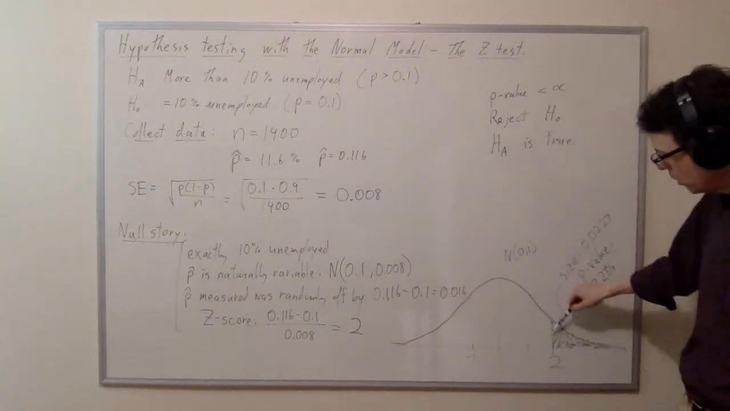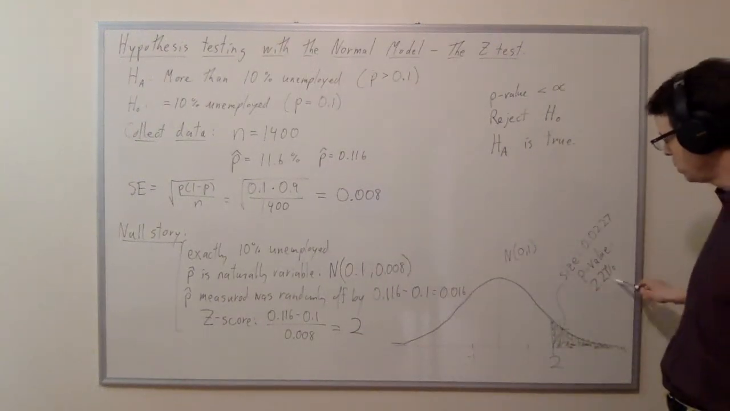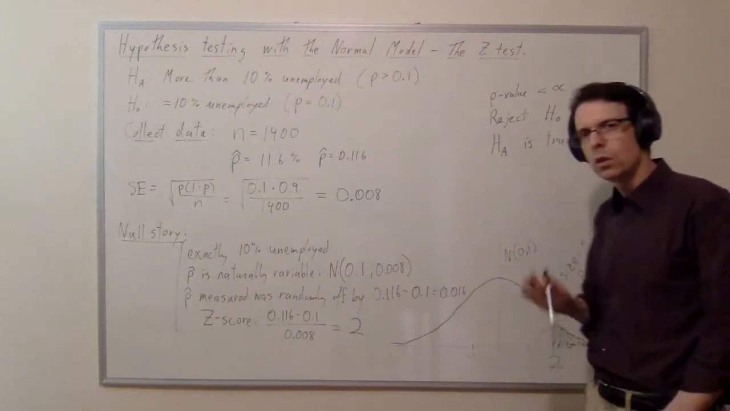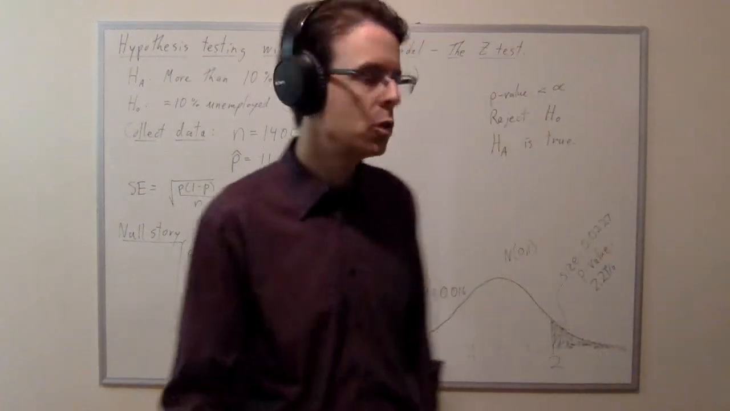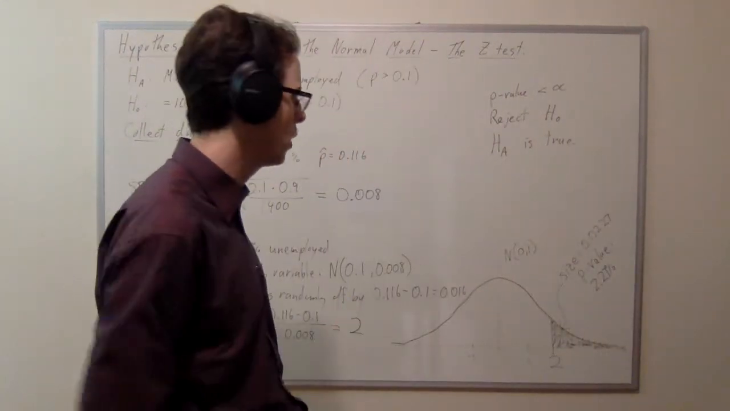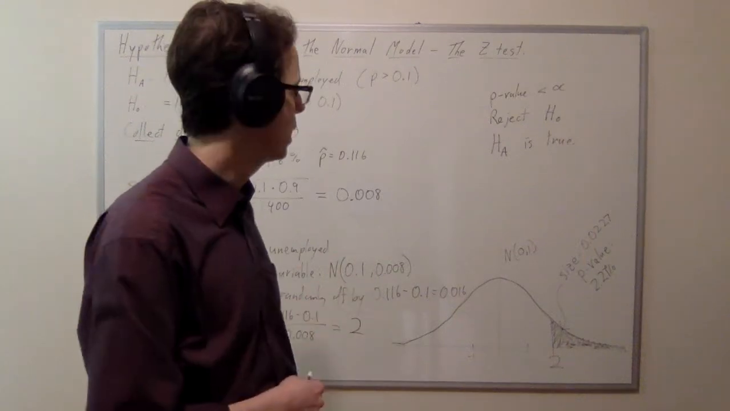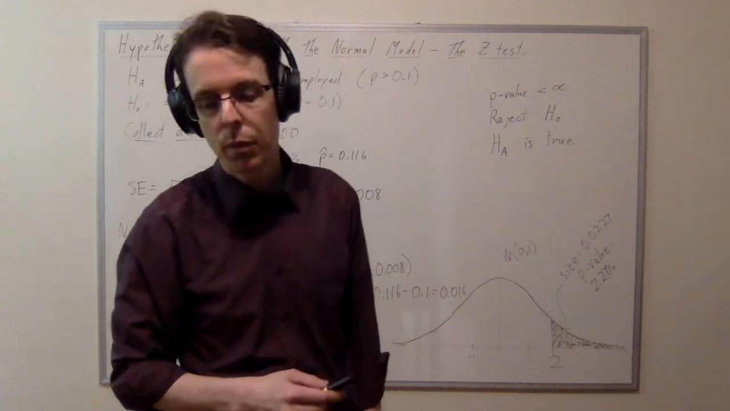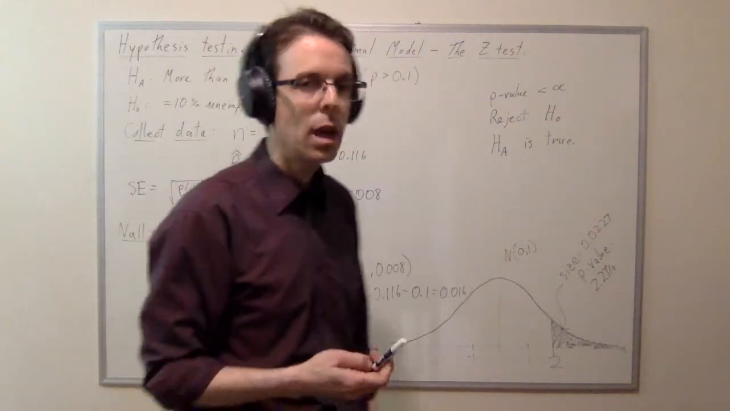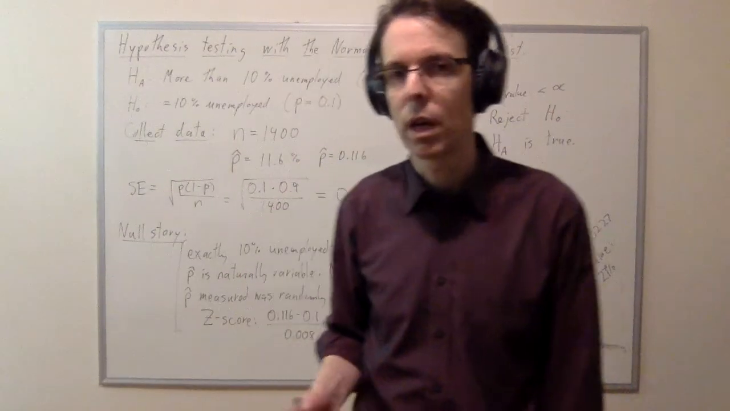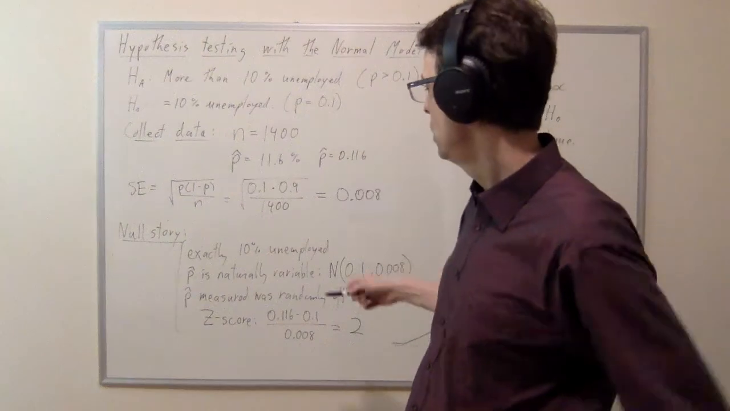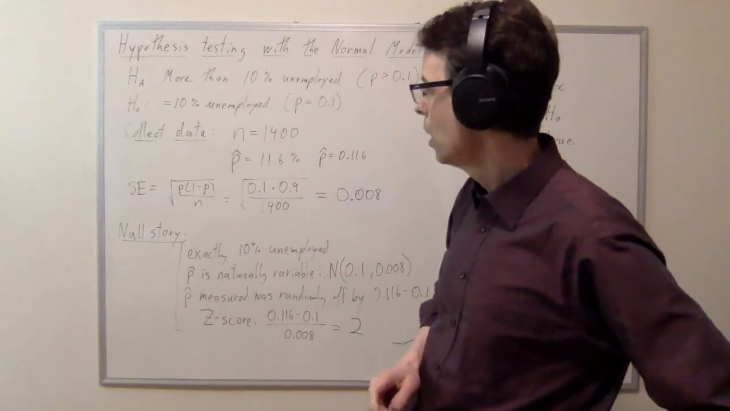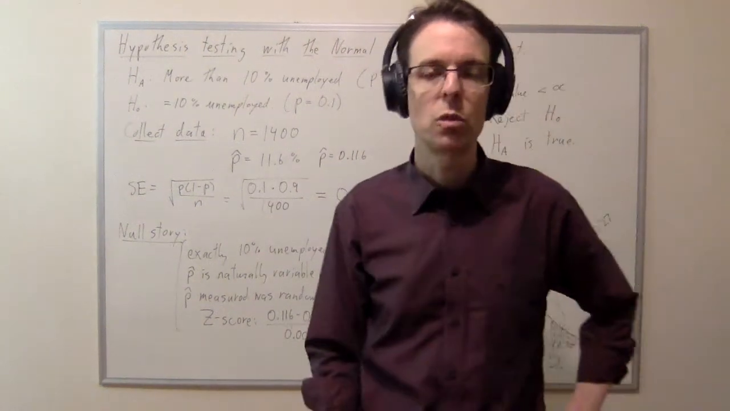Now, you probably can't look at this picture and say, oh yeah, it looks like 2.27%, and that's a little wrinkle that I've left out of the lecture. I'm going to show how we can use some online tools to get the exactly right answer there. But once we get that, then we reject the null hypothesis, and off we go. So that's how we perform a hypothesis test for a proportion using a z-score and comparing to the normal distribution.